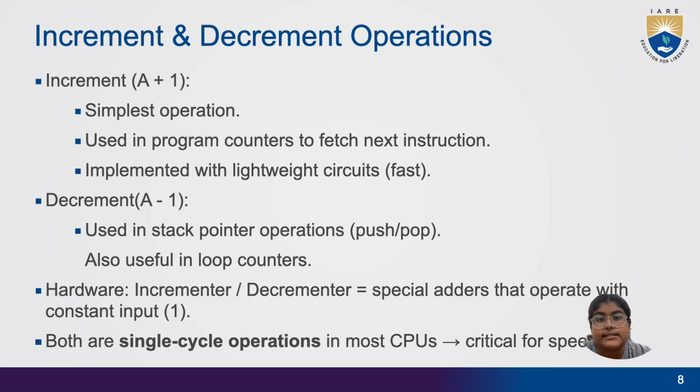Incrementers and decrementers are lightweight, fast circuits. They don't need full adders, as they're optimized for single-bit changes. In most CPUs, increment and decrement happen in a single clock cycle. Without them, loops, stacks, and even instruction sequencing would break down.